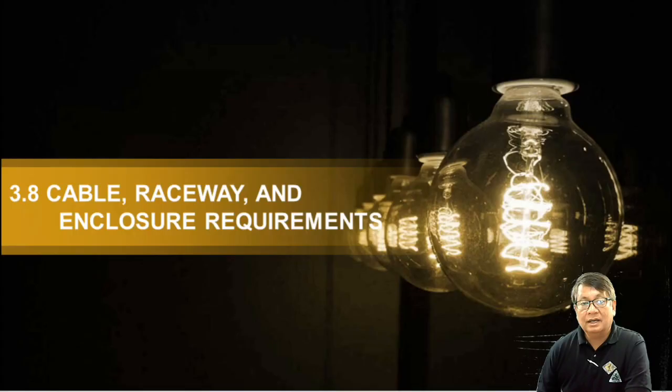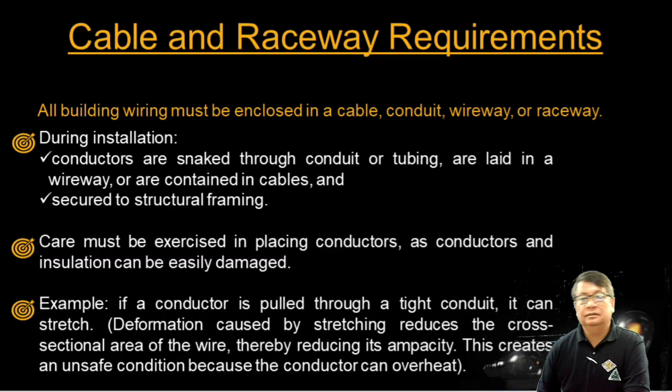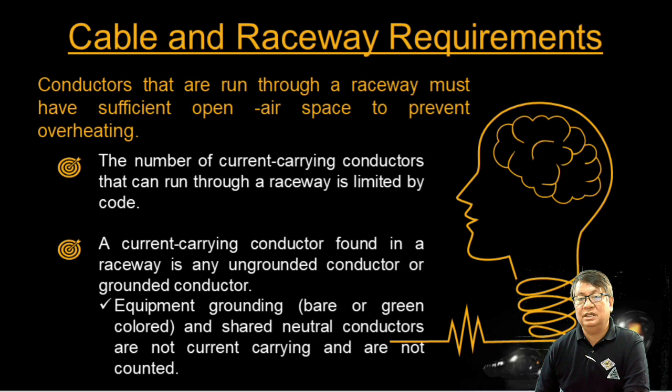So now let's proceed to cable, raceways, and enclosure requirements. We have these cable and raceway requirements. During installation, conductors are snaked through conduit or tubing, are laid in a wireway, or are contained in cables, secured to structural framing, so that is important. Care must be exercised in placing conductors as conductor insulation can be easily damaged. Conductors that are run through a raceway must have sufficient air space to prevent overheating. The number of current-carrying conductors that can run through a raceway is limited by code.